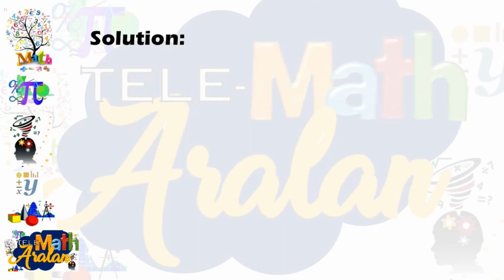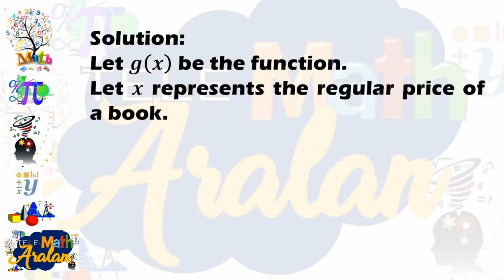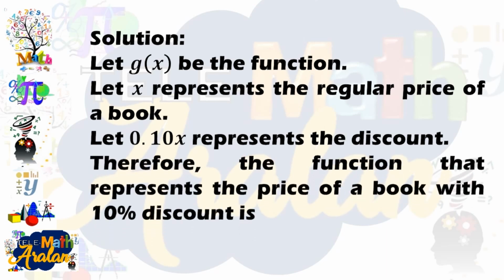Solution. Let g of x be the function. Let x represent the regular price of a book. Let 0.10x represent the discount. Therefore, the function that represents the price of a book with 10% discount is g of x is equal to x minus 0.10x.